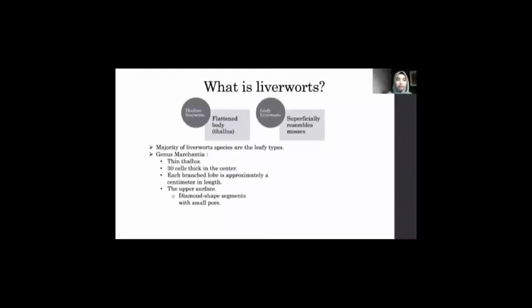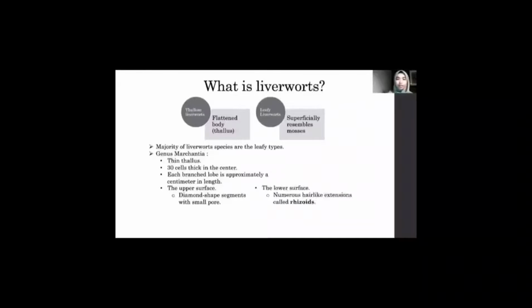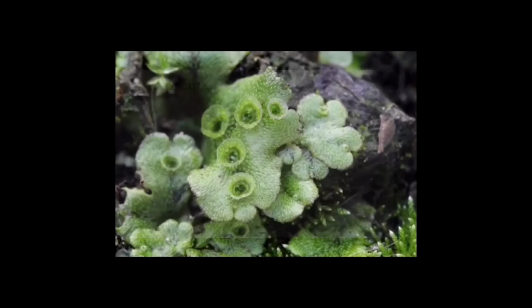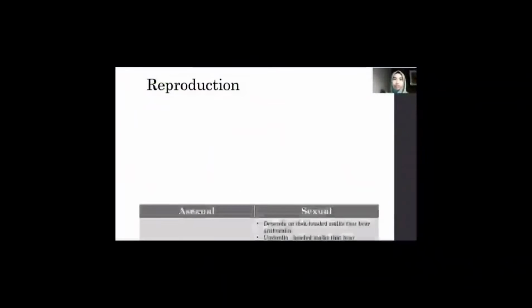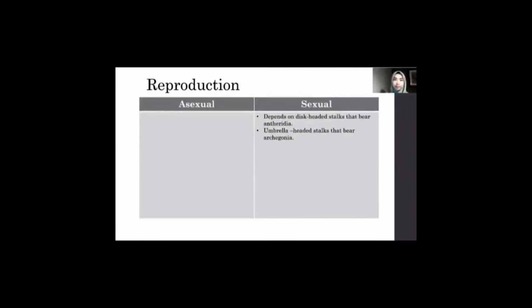The upper surface of liverworts has diamond-shaped segments with small pores, while the lower surface has numerous hair-like extensions called rhizoids. The function of rhizoids is to project into the soil, anchor the plant, and assist in the absorption of water. Marchantia species reproduce both asexually and sexually.